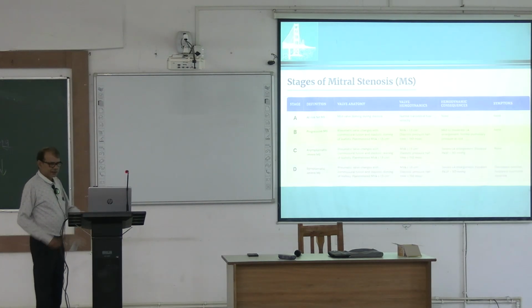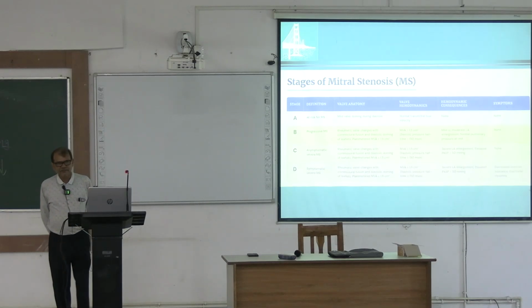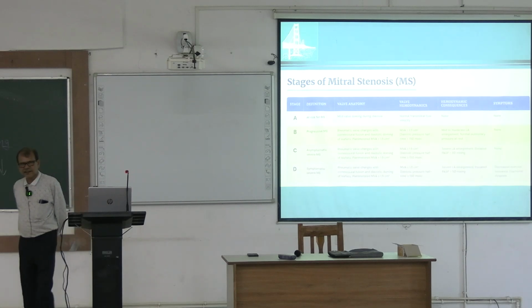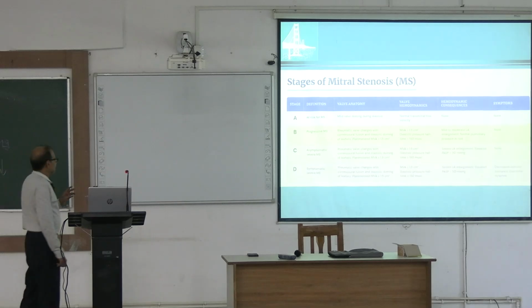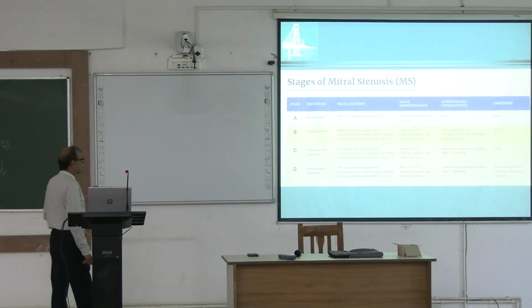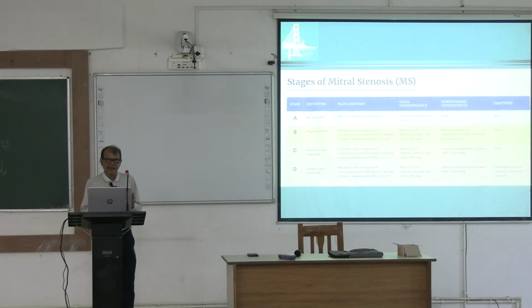Now staging, this is crucial for the management of mitral stenosis. Stages are usually made on the basis of valve anatomy, valve hemodynamics, hemodynamic consequences, and the symptoms. So stage A, that is at risk for mitral stenosis: valve anatomy, only the diastolic domain, no definite organic pathology is noted. Symptoms are nil.